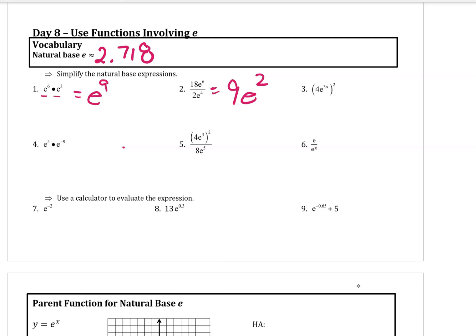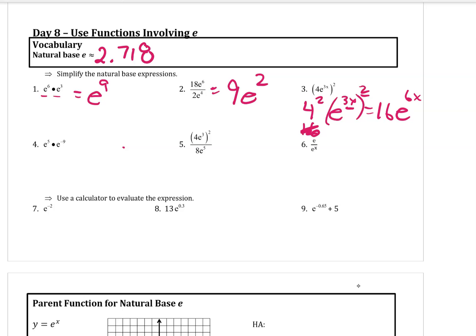4e to the 3x, quantity squared. So we're going to square 4, and we're going to square e to the 3x. 4 squared is 16. When we raise a power to a power, we multiply the powers. So this becomes 16 times e to the 6x, 2 times 3x.